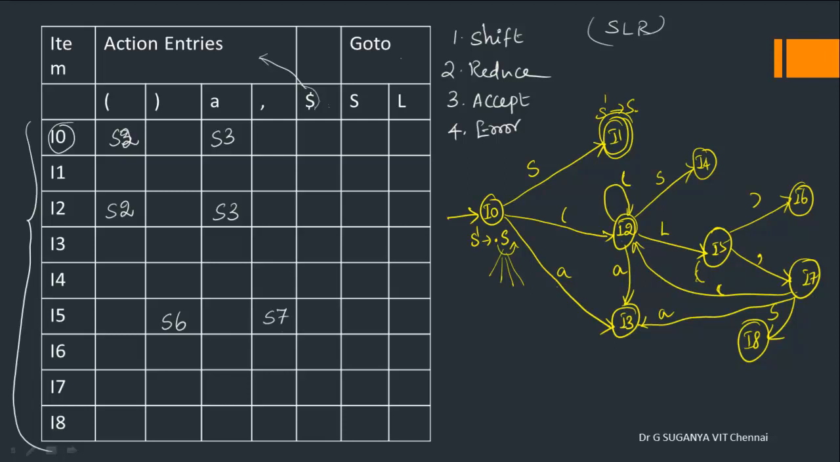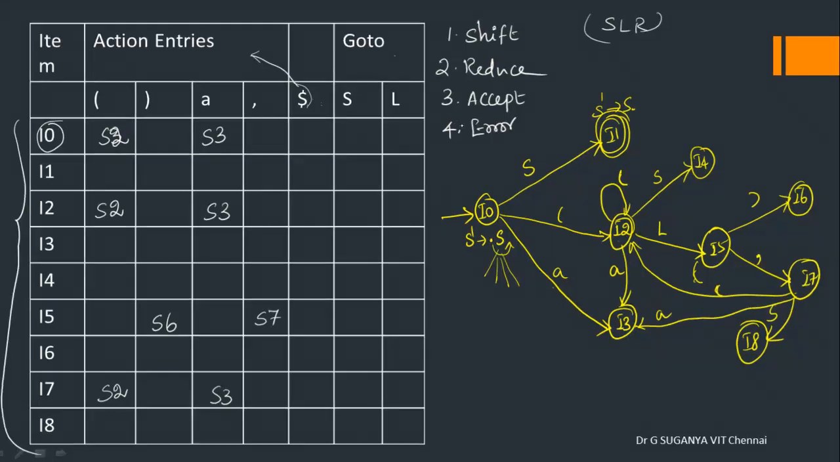Then you look at I6, no outgoing transition. From I7, yes, we do have. What are they? On left bracket, again it is S2. On small a, it is S3. Now we have completed entering shift entries. Hope the concept is clear. From every state, you try to check where you can move on the terminal symbols. Now come to non-terminals. That's where the go to entries need to be filled.